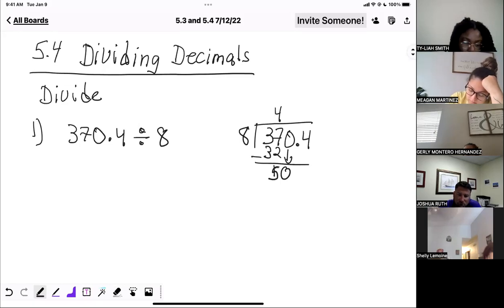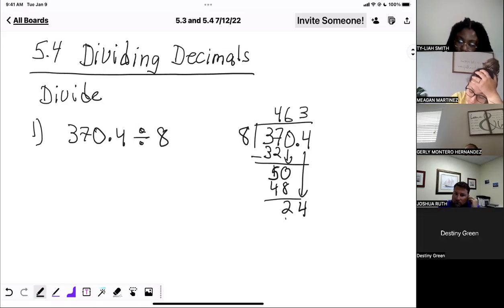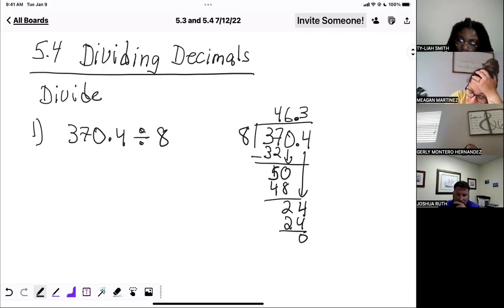So that's 50. Okay. How many 8s are in 50? 8 times 6 is 48. 2, bring down the 4. How many 8s are in 24? That's 3. 24, 0. And now we're just going to bring the decimal point up. That one's the easier one. So our answer is 46.3.